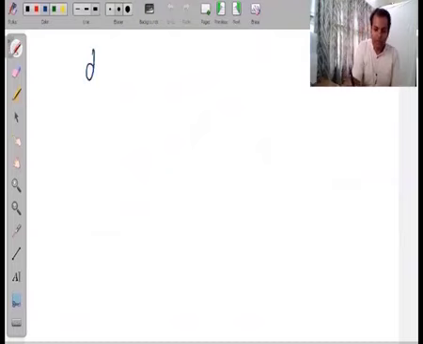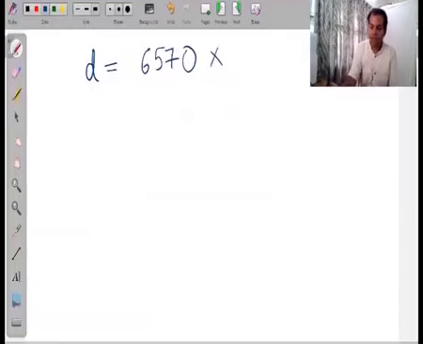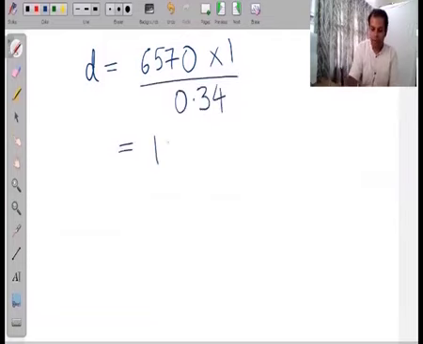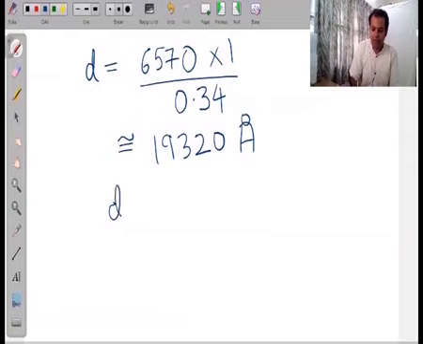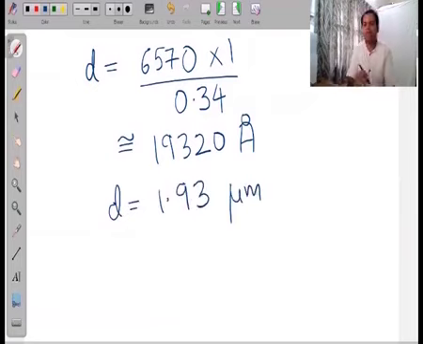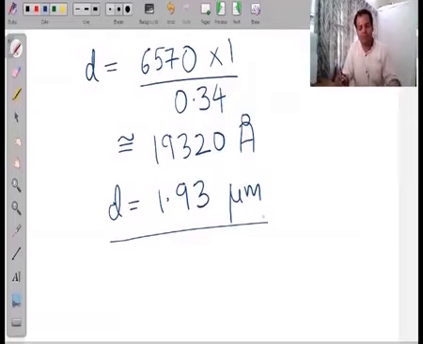So you have D is equal to 6570 into 1, because m is equal to 1, divided by 0.34, which is sine of 20 degrees, and it gives a value of approximately 19320 angstroms, or the spacing should be 1.93 micrometers to give us the first order maxima at 20 degrees. Let's go to the next problem.